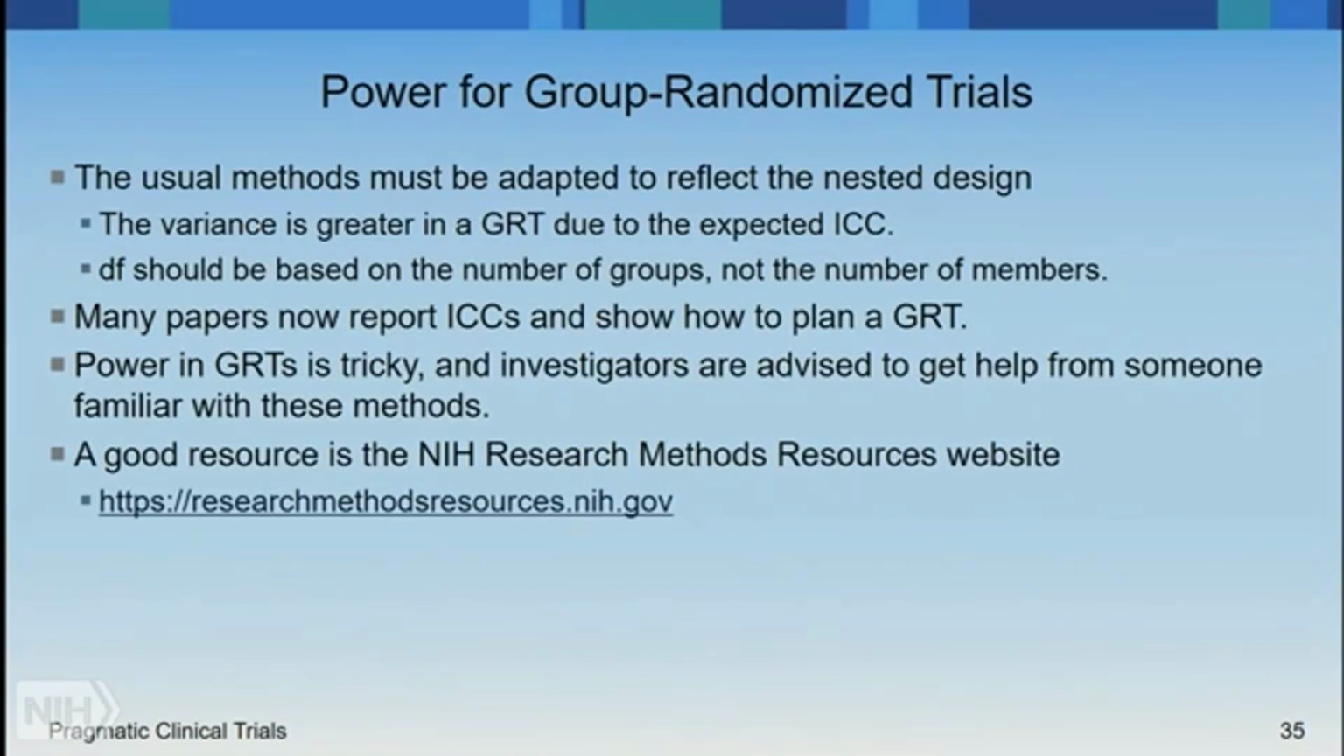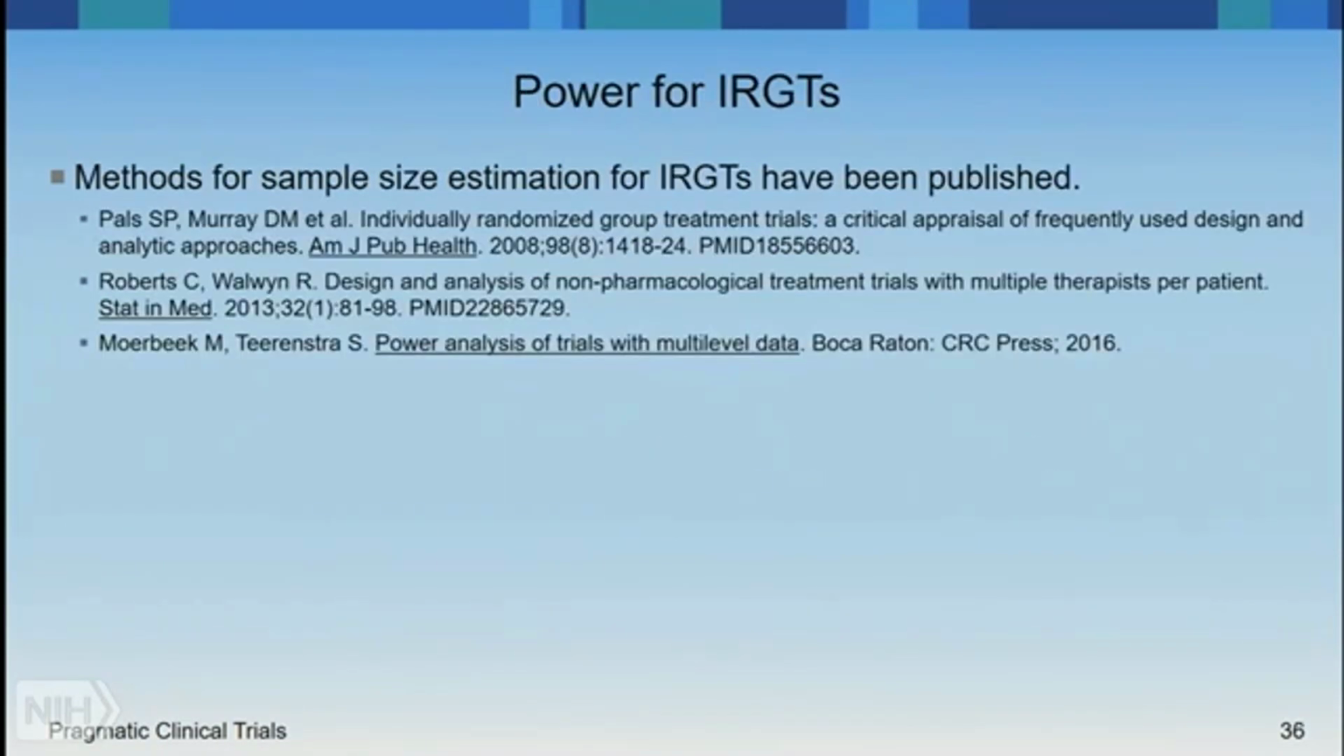How about power? Well, the usual methods have to be adapted. We can't calculate power for any of these studies like we do in a traditional individually randomized group treatment trial. There are lots of papers on power for group randomized trials, and a good resource is researchmethodsresources.nih.gov. So I recommend that to you. It's got lots of background material, a sample size calculator, and there are other sample size calculators available that you'll find online. Individually randomized group treatment trials, the methods have been published, and here are a few of the papers.